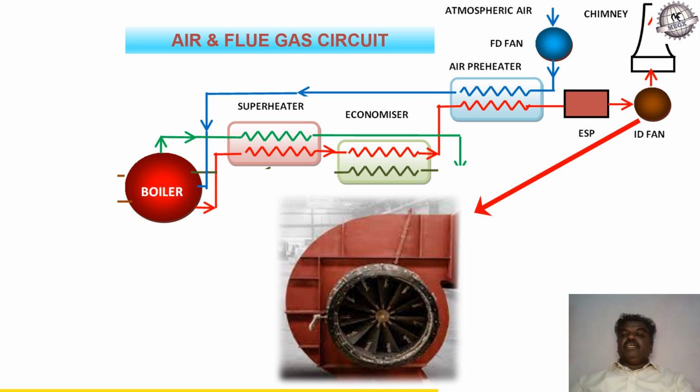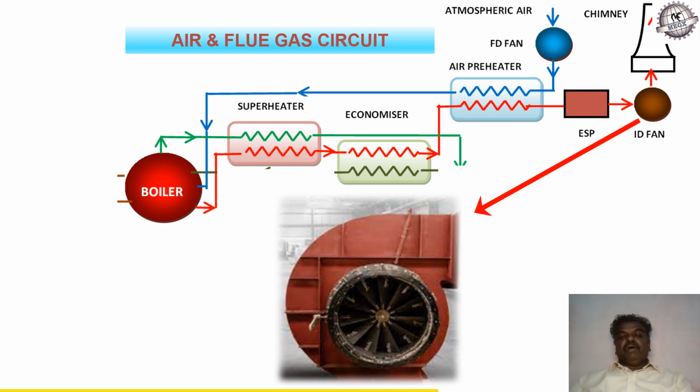The induced draught fan basically induces a negative pressure on the system. So it basically pulls the flue gas through the system. The forced draught fan, on the other hand, just pushes the air through the system, and the induced draught fan pulls the flue gas from the system so that there would be a balanced movement of the air and flue gas within the system, and hence this particular system is called a balanced draught system.